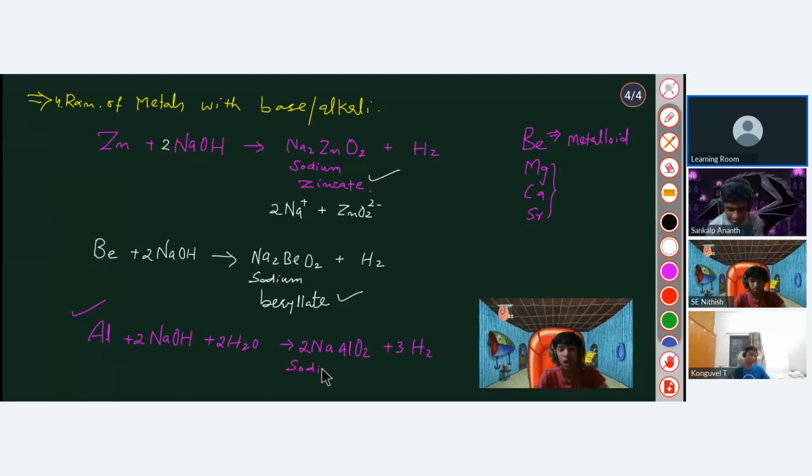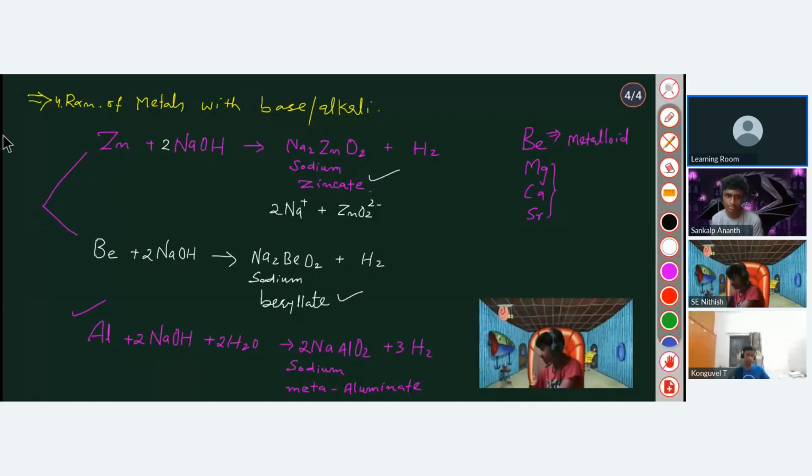This is known as sodium meta-aluminate. How is it meta-aluminate? AlO2 is aluminate only. It is not the normal one, because aluminium's valence is 3. Beryllium and zinc have 2 valency, but aluminium has 3 valency. So this is the difference, and that is why the reaction also goes in a different way. You have to remember that aluminium's valence is 3.